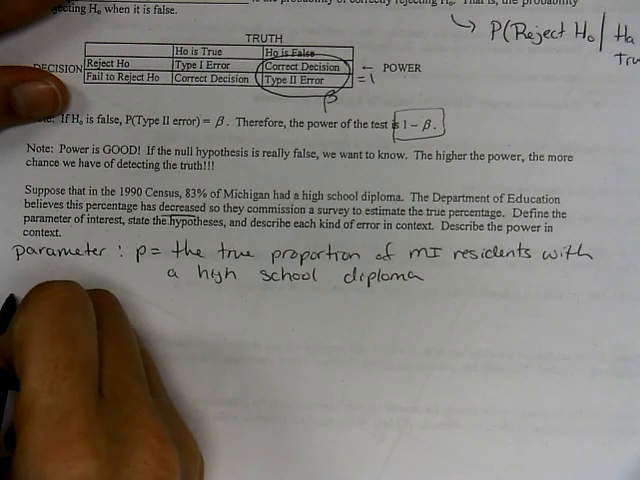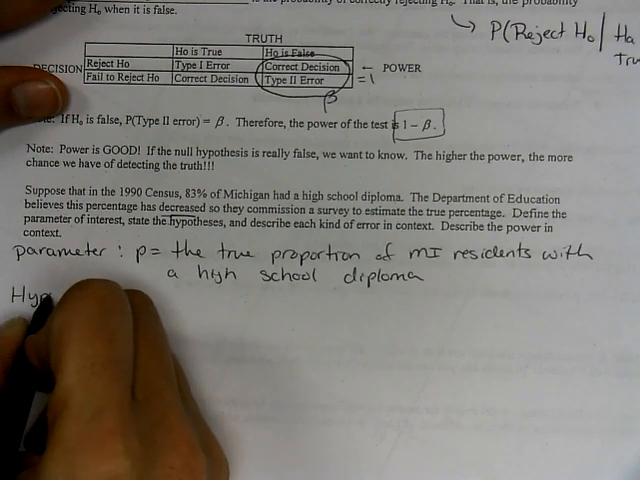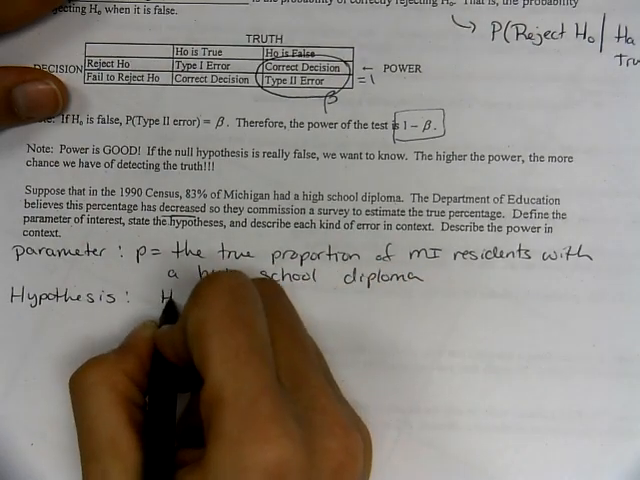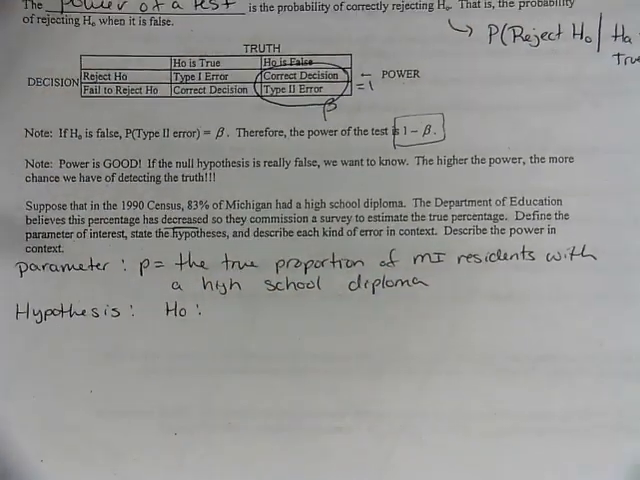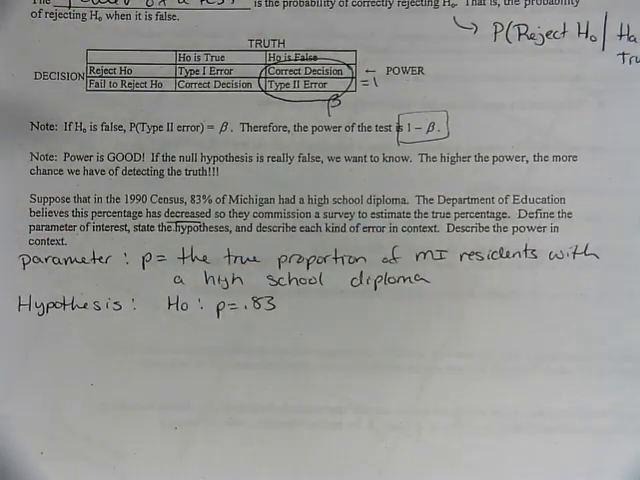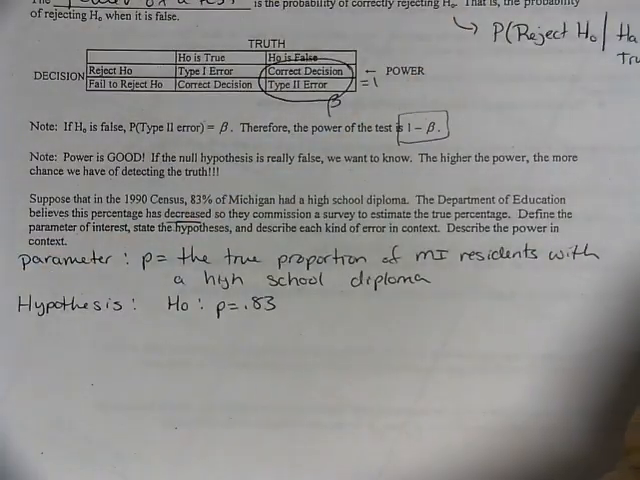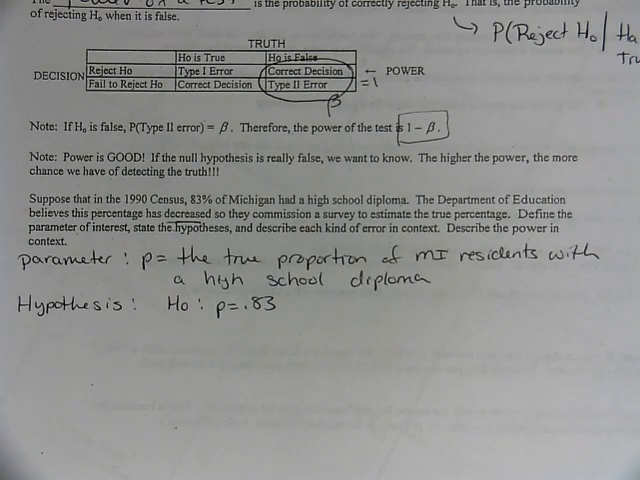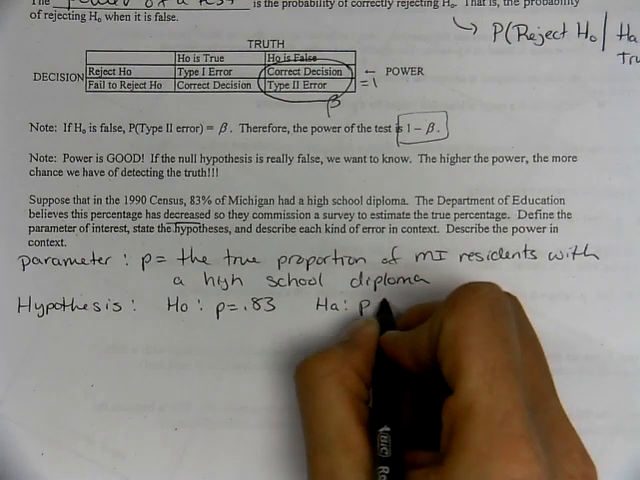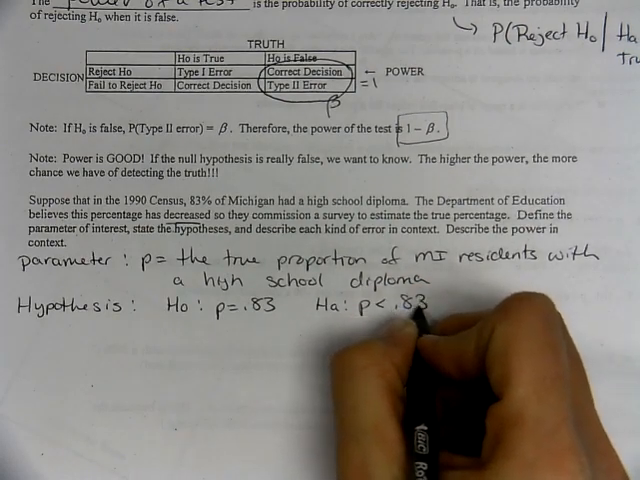So, our two hypotheses. Our null hypothesis is that P is equal to 0.83. Remember, your null should always be equal. And they're doing this survey because they think the alternate is that P is less than 0.83.